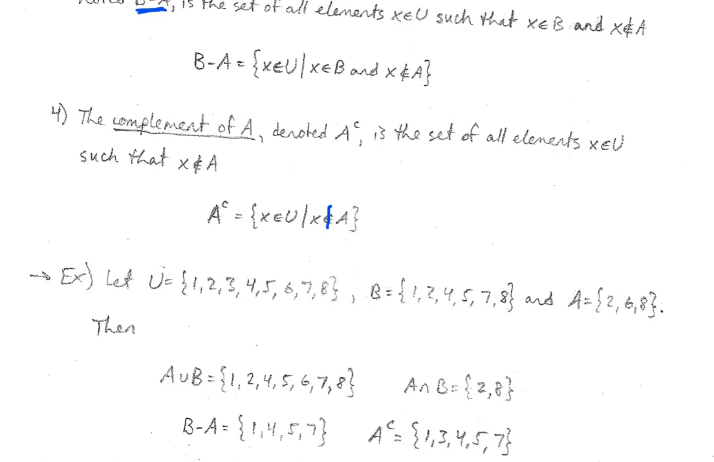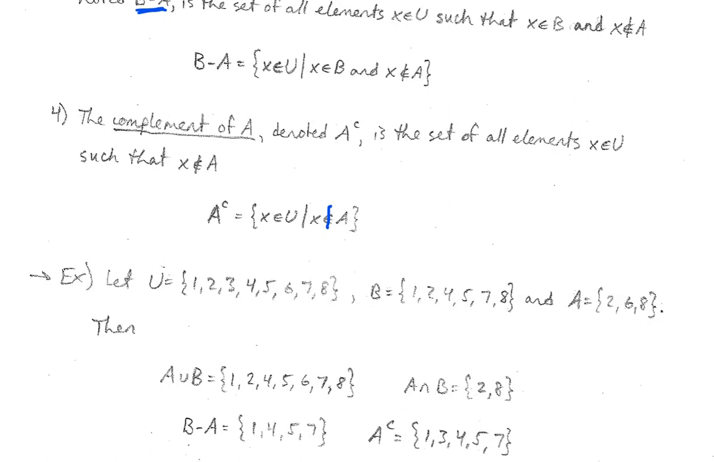Next up, the intersection of A and B. What elements are in both of these sets? Well, they both contain 2 and they both contain 8. So we put those inside of set brackets, separate them with a comma, and that is the intersection.